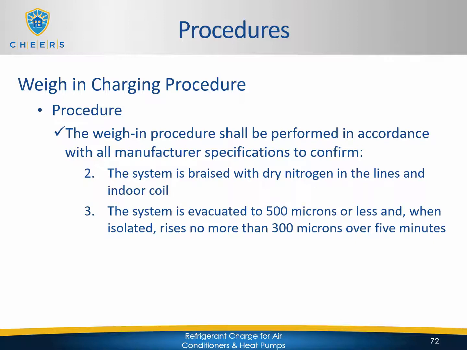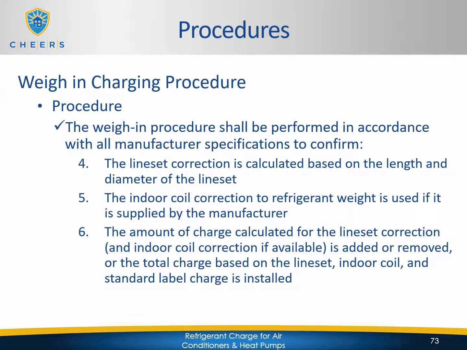So next we'll want to make sure that the system is brazed with dry nitrogen in the lines and the indoor coil, and then the system will be evacuated to 500 microns or less, and when isolated will rise no more than 300 microns over 5 minutes. So this is to limit the amount of moisture that's in the system, both with the dry nitrogen, and then as you draw that nitrogen out and you create a vacuum on the system, the moisture will come out as well with that, so that the filter dryer doesn't have to work as hard to get any remaining moisture out of that system.